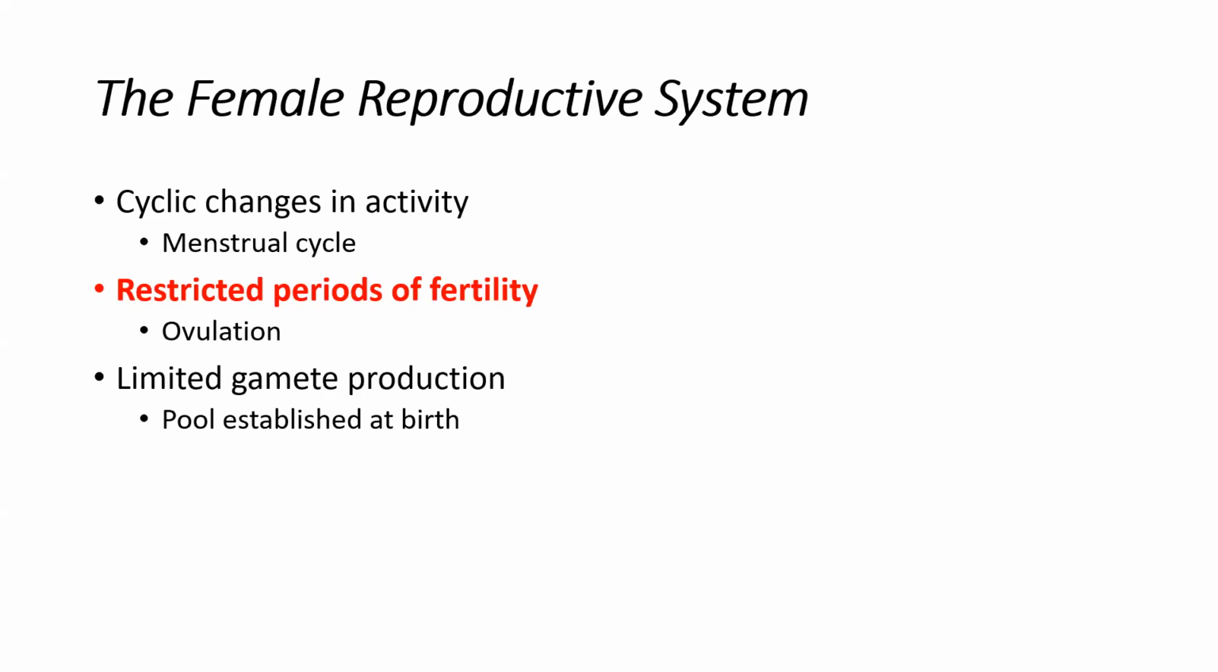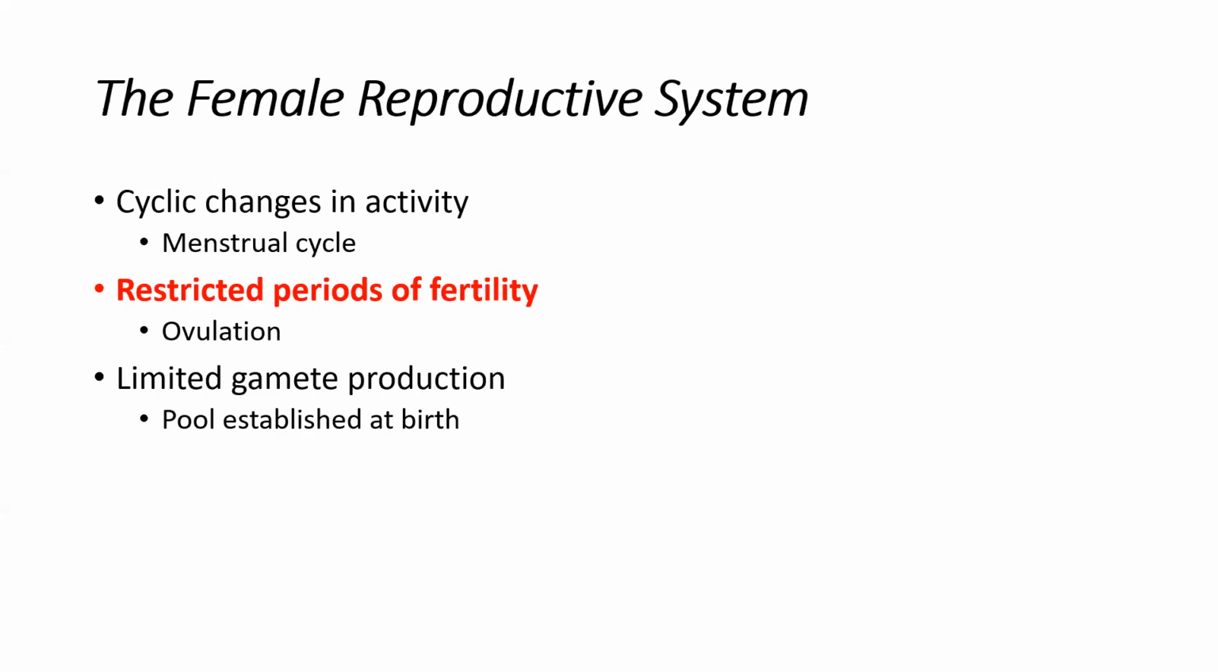The menstrual cycle we describe as the cyclical changes that are happening within a female's reproductive system, that happen at the same time, or hopefully at the same time every month, that bring about the reproductive changes. We want to also point out an important part of those changes, which is called ovulation. This is a restricted period of fertility throughout those cyclical changes.